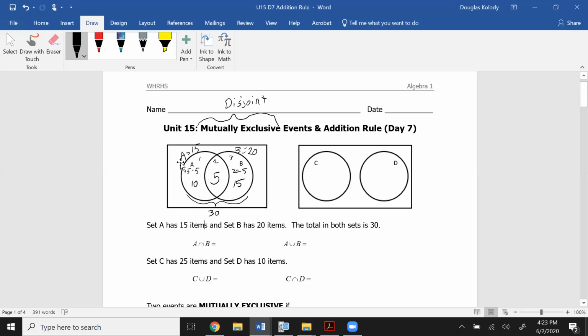Good job. Set C has 25 items. Set D has 10 items. But notice there's no intersection here. They don't overlap. So set C just has 25 items, and set D has 10 items.